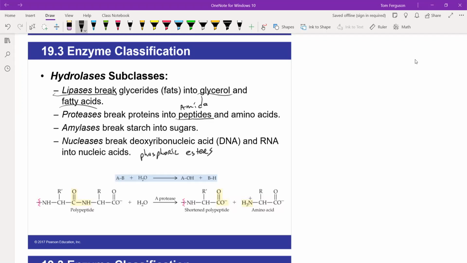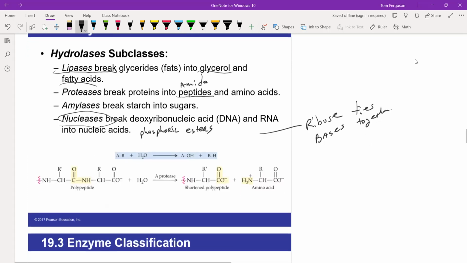And the ribose and deoxyribose sugars through esters, phosphoric acid esters, tie those bases together. So we get into mRNA, tRNA, and DNA. This all involves nucleases.